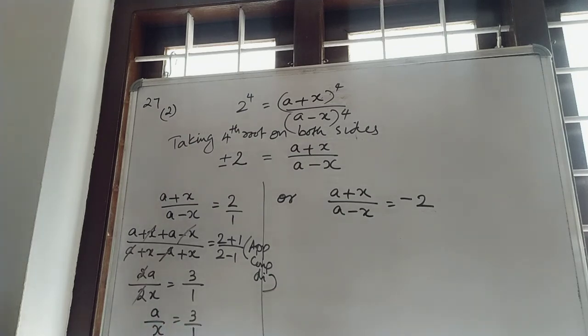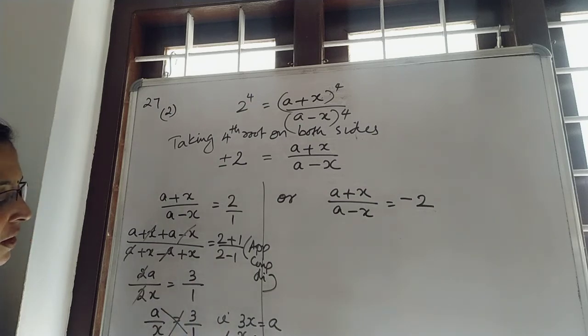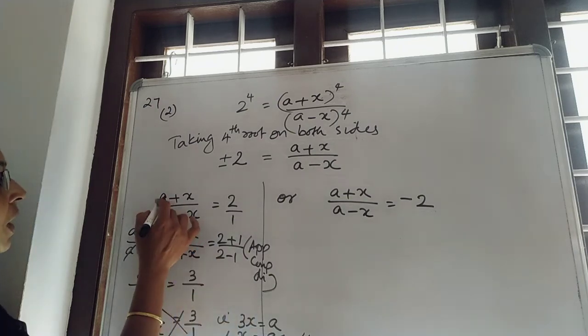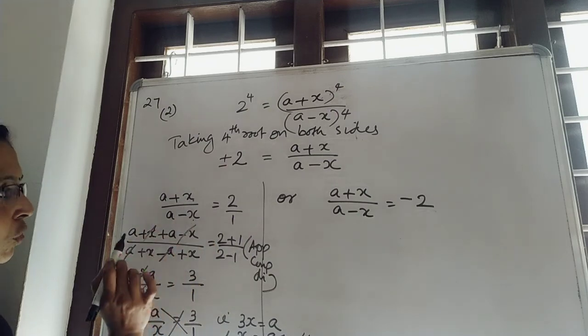We want to find the value of which one? Find the value of x. So, how can we write x? That is 3x is equal to a, cross multiply, 3x is equal to a. So, x is equal to a by 3. X is equal to a by 3 if a plus x divided by a minus x is equal to 2.